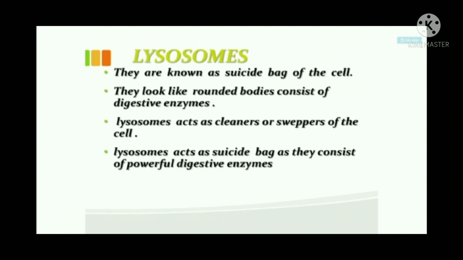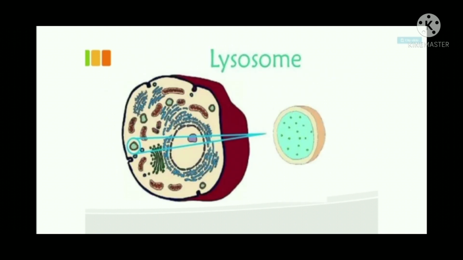Now lysosomes. They are also known as suicidal bags of the cell. They look like rounded bodies consisting of digestive enzymes. Lysosomes act as cleaners or sweepers of the cell. They act as suicidal bags as they consist of powerful digestive enzymes. Lysosomes, you can see here. It will be a round-like structure. These are known as lysosomes.